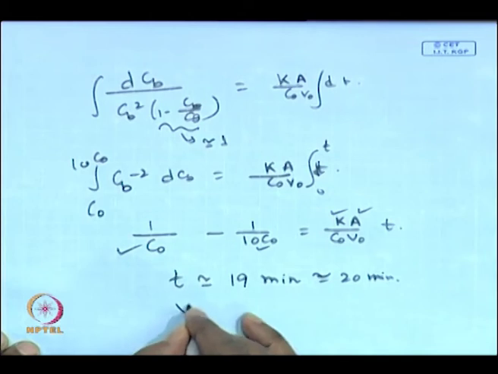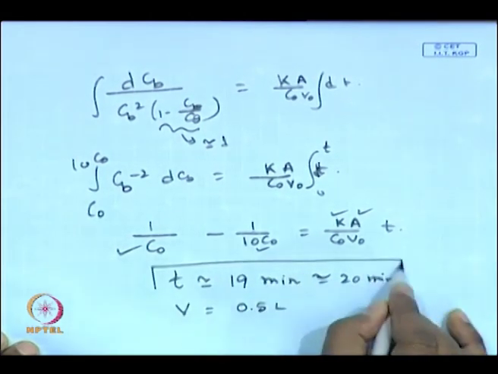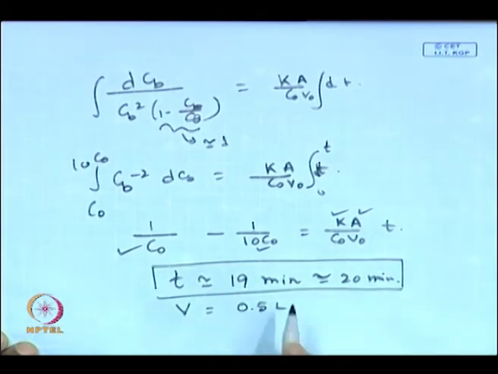Okay. And final volume turns out to be 0.5 liter. So, the most important thing is that you have to carry out the concentration experiment for 20 minutes under these given conditions, to concentrate the feed concentration for a protein solution by 10 times.